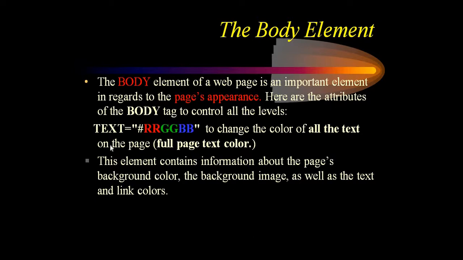Here are the attributes. First one is text. See, here I am using RGB, so the RGB format can be used, or simply write the name of the color or the hexadecimal value to change the color of the text. The text is the attribute used with the help of the body tag. This element contains information about the page background color and background image. You can also set an image as a background in the body tag, as well as text and link colors.